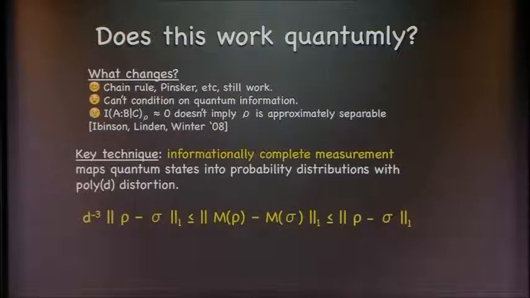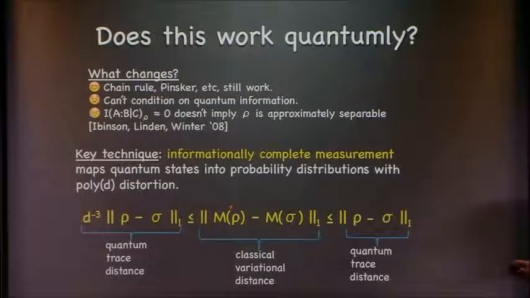And in particular, what this looks like is if M is your quantum measurement, then the trace distance of the measurement outcomes is at most the trace distance of what you started with for your quantum states, and at least a 1 over a polynomial in d factor times the original trace distance. And in this formula, the middle term is a distance of probability distributions, a classical variational distance, and the terms that sandwich it are a quantum trace distance. So it lets you relate a classical and a quantum trace distance. So just with this measurement, that's enough to essentially complete the proof.